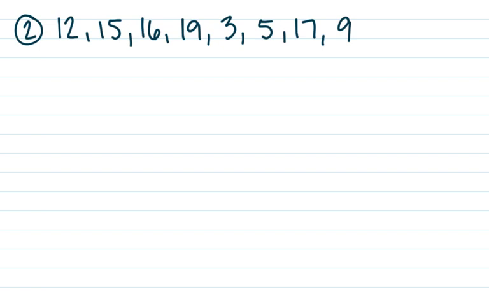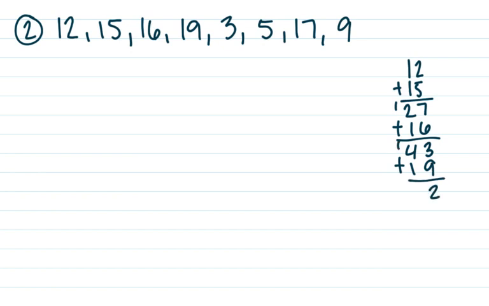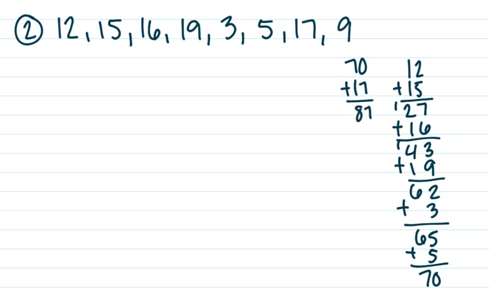Let's take a look at one more example here. Again, step 1, add these numbers together. That's 27. Plus 16 is going to be 43. Plus 19 is going to be 62. Plus 3 is 65. Plus 5 is 70. I have to start a new list over here. 70 plus 17 is 87. And then plus 9 more, that's going to give me 96. So my grand total here is 96.